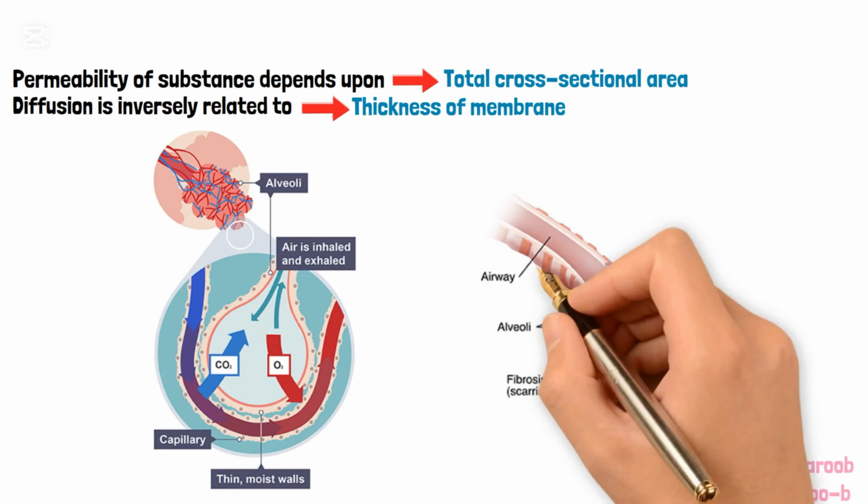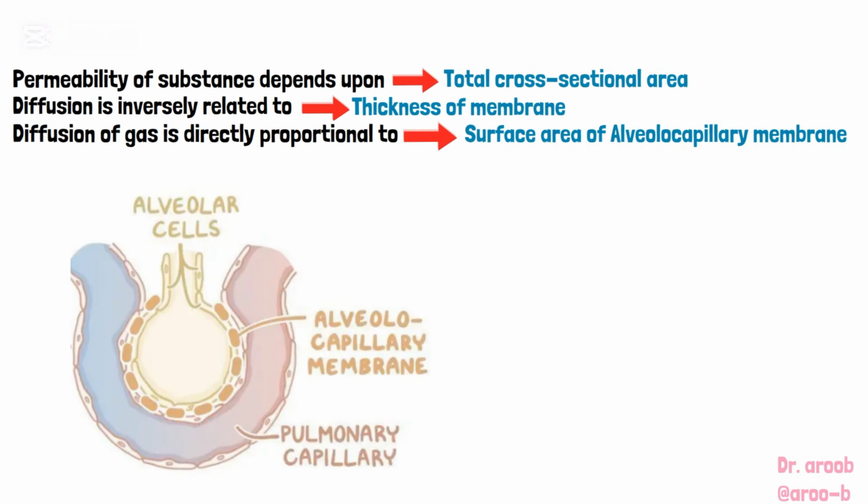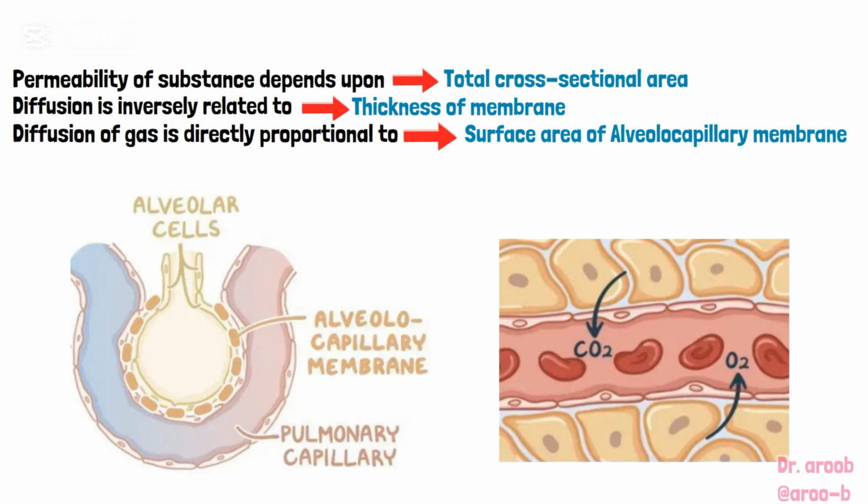Diffusion of gas is directly proportional to the surface area of the alveolo-capillary membrane. The alveolo-capillary membrane is a thin barrier between alveoli in the lungs and capillaries in blood vessels where gas exchange occurs. A larger surface area means more space for gases like oxygen and carbon dioxide to move across the membrane, leading to a faster rate of gas exchange.